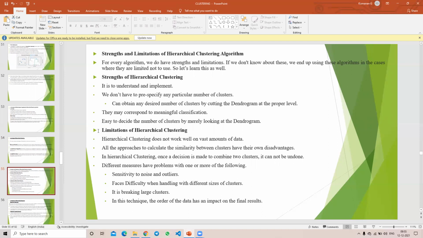Limitations of hierarchical clustering: it does not work well on vast amounts of data. All approaches to calculate the similarities between clusters have their own disadvantages. In hierarchical clustering, once a decision is made to combine two clusters, it cannot be undone. Different methods have problems with one or more of the following: sensitivity to noise and outliers, difficulty handling different sizes of clusters, breaking large clusters, and the order of data having an impact on the final results.